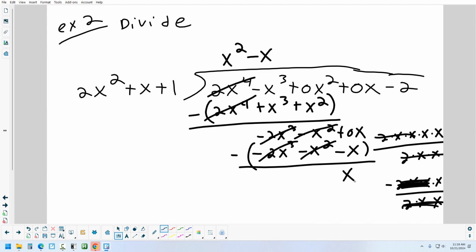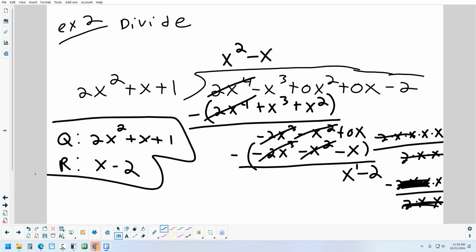And that x is part of your what? Remainder. Part of my remainder, because the exponent on x is a what? 1. The exponent on the outside? Well, you can't keep going because there's not enough x's left in the top. But that's only part of my remainder. What else is part of my remainder? Right, don't forget to bring down the negative 2. So in this case, quotient and remainder.